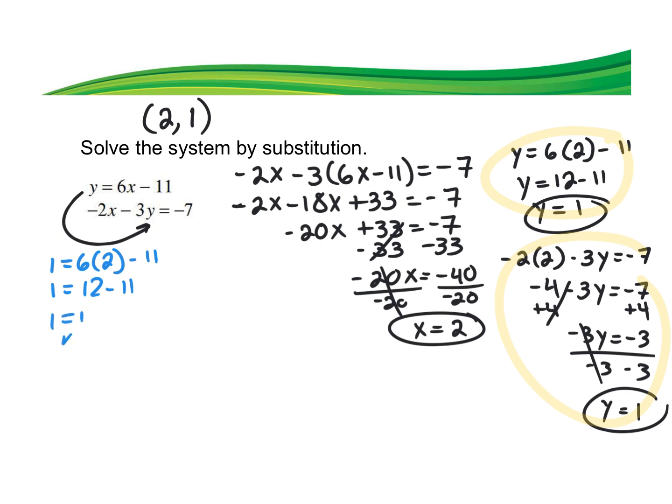And we plug it into the other. Negative 2 times 2 minus 3 times 1 equals negative 7. So we get negative 4 minus 3 is equal to negative 7. So we get negative 7 is equal to negative 7, which means it worked out for both equations, so we know we did our work correctly.